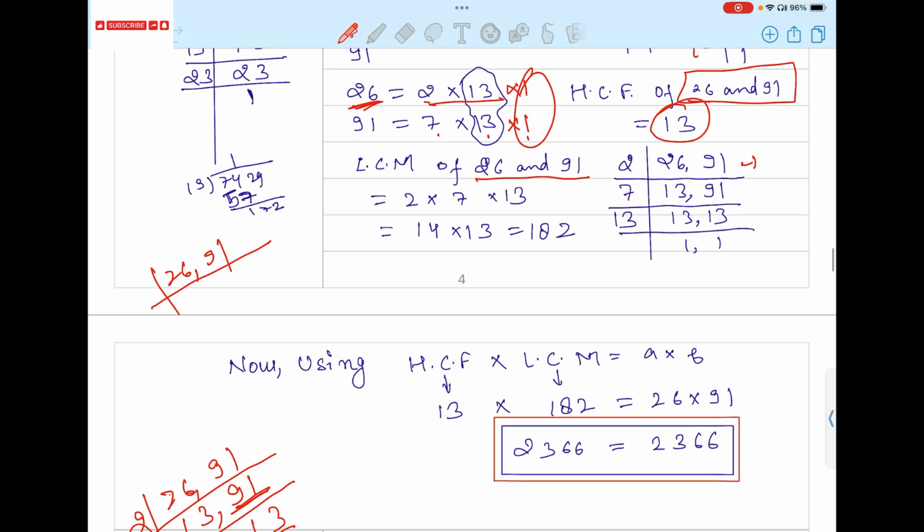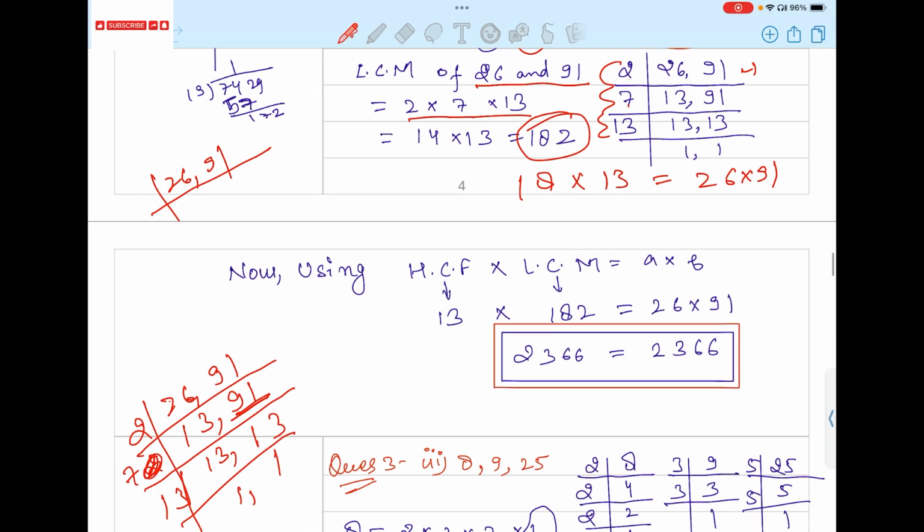So now the product of these numbers, 2 into 7 into 13, gives 182. Now 182 multiplied by 13 should be equal to 26 into 91. Because what is this? The HCF is 13, the LCM is 182, and multiplying these two numbers, 13 into 182, we get 2366.